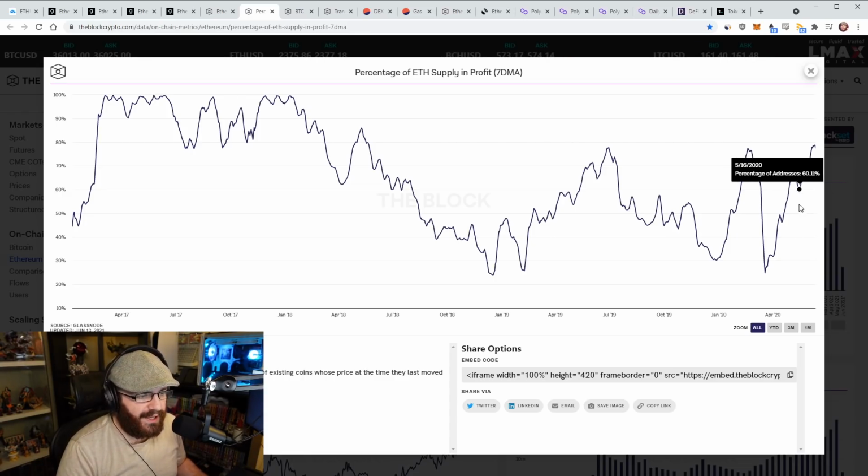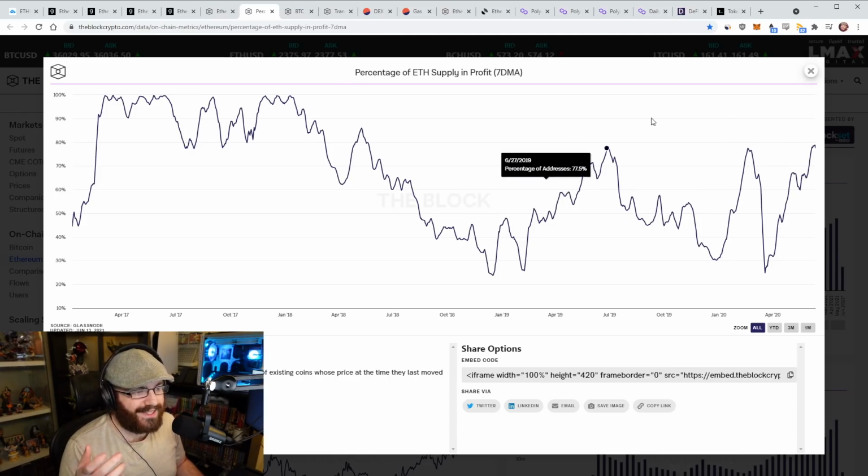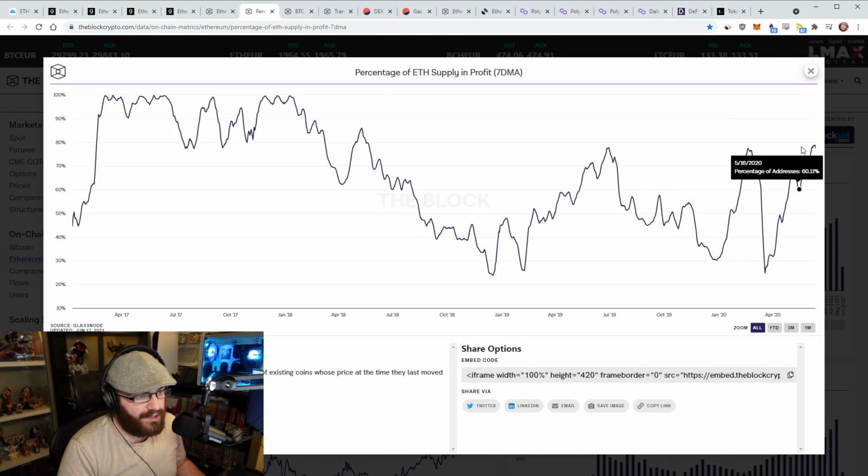But you can still see here, a lot of addresses, as was pointed out by the Knuckle, are still in massive profits. You can see almost 80% of addresses are still in profit here. And that didn't really change. I mean, this measures, oh wait, this goes back to 2020 actually. I don't think this actually goes back to May. I think I was reading that wrong there.